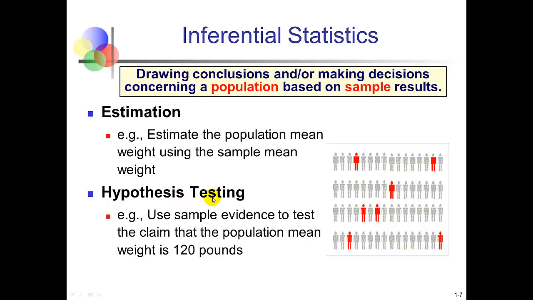Hypothesis testing is a little bit different from that. In hypothesis testing, we have a belief. Let's say the belief is that the average weight of a college student is 120 pounds. Now we're going to use that sample of data to say, is 120 pounds likely the average weight of a typical college student? Or does 120 seem too small or too big? We're going to use this sample of data to accept or reject the idea that 120 pounds is the average weight of a college student. So there you go. We've got the difference between inferential and descriptive statistics.